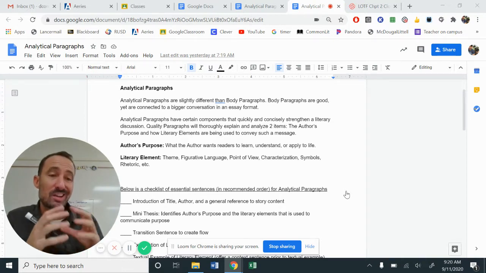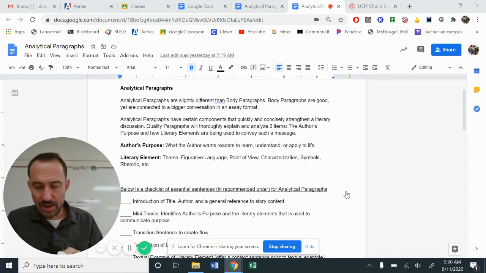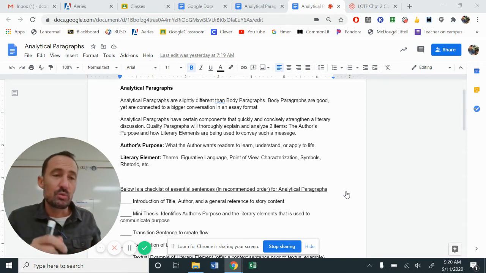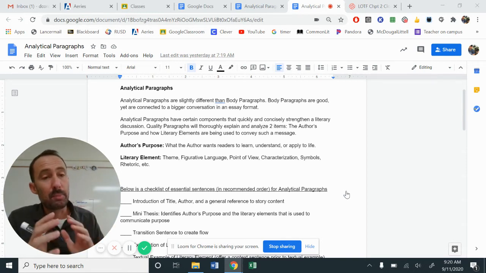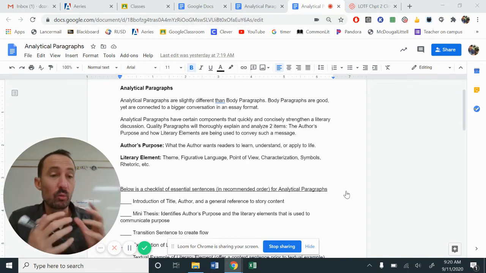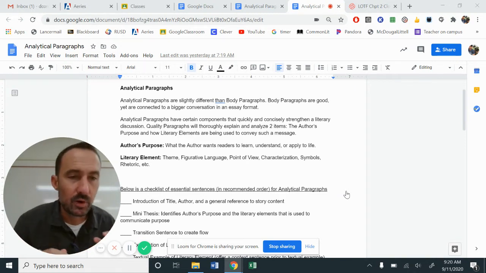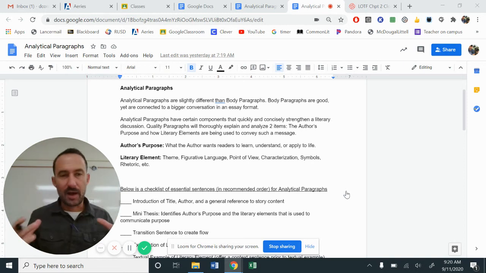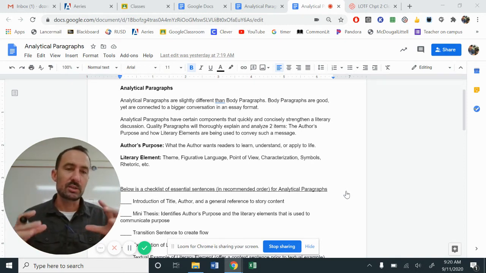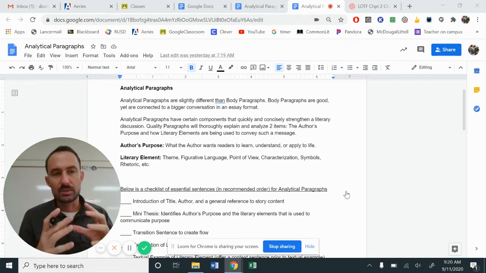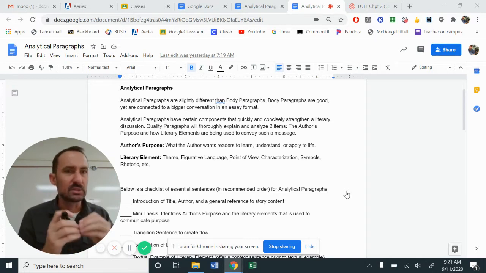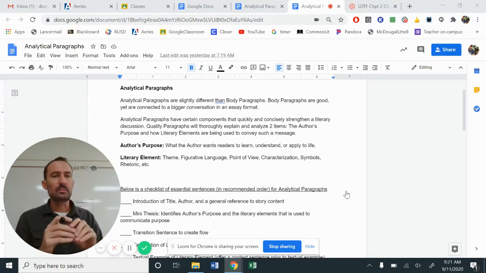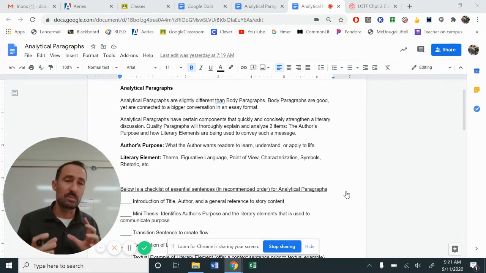Analytical paragraphs are a little bit different than the body paragraphs you are familiar with for writing an essay. Analytical paragraphs stand alone. You specifically look at certain components of a passage or of a work, and instead of writing 3, 4, 5 pages about the subject, you are condensing items down to look at certain details.